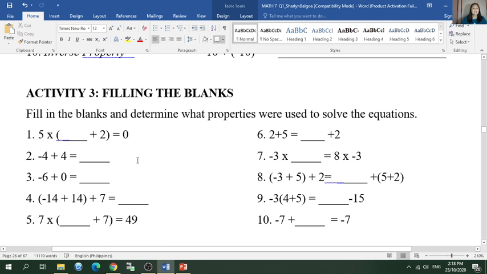Okay, next, how about activity number 3, filling the blanks. There will be 2 answers in each item. The first answer will be the corresponding number in the blank. And the second answer will be the property used in the given item number. Okay, example.